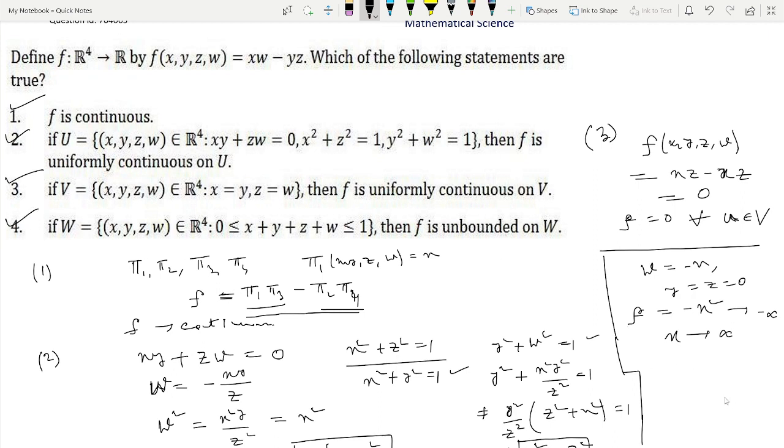So this is the solution of this question. Options 1, 2, 3, 4 are the correct options.